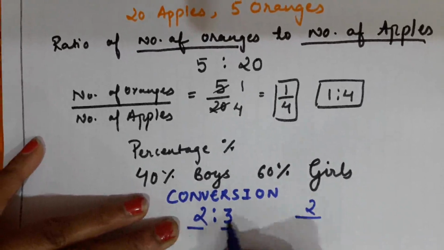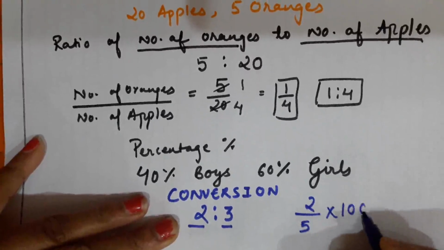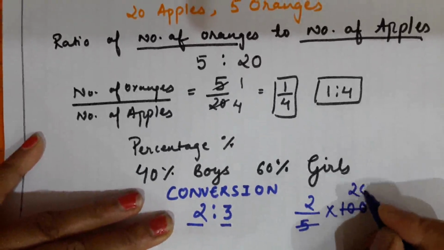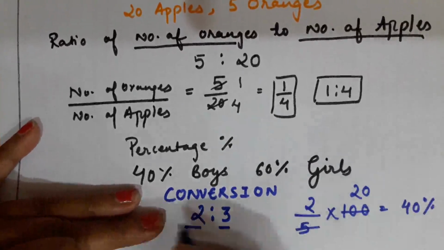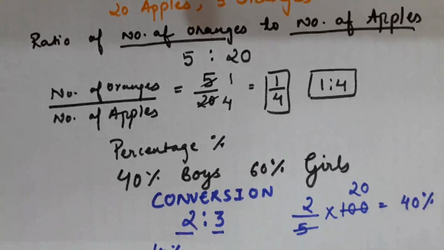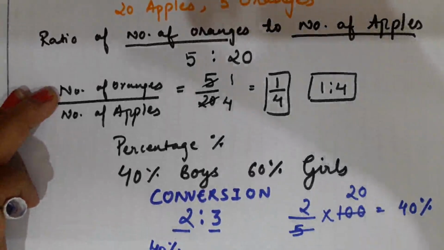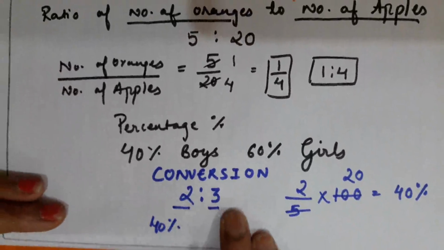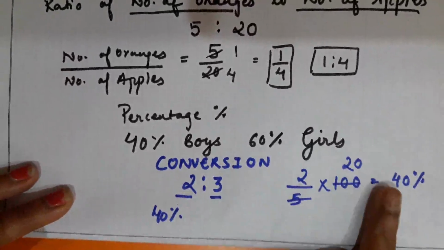Take 2, and add both of these values: 2 plus 3 is 5, into 100, because we need to calculate the percentage. 5 twenties are 100, so you will get 40 percent. It means 2 means 40% here, because we are saying that in a classroom we have 40% boys, or we can write 2:3. If we want to convert this ratio into percentage, you can calculate like this.